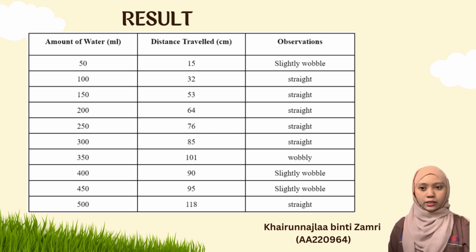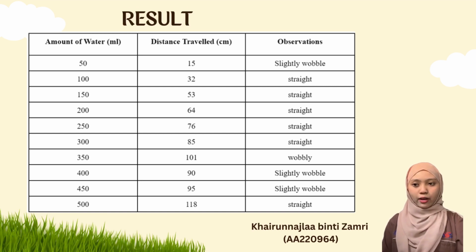With 300 ml, the distance is 85 cm, also straight. At 350 ml, it traveled 101 cm but wobbled. With 400 ml, it became 90 cm and a little wobble. At 450 ml, it traveled 65 cm and wobbled a bit.